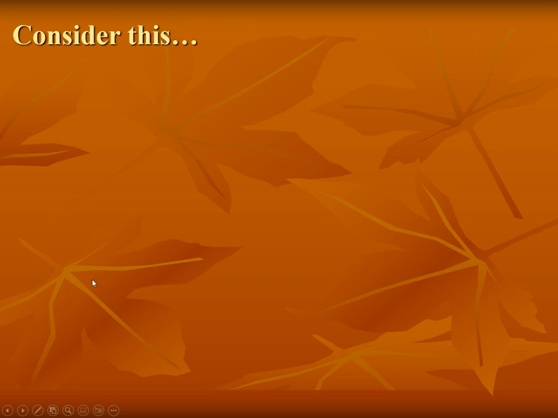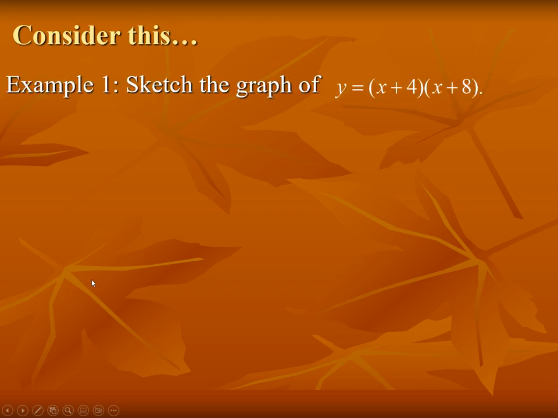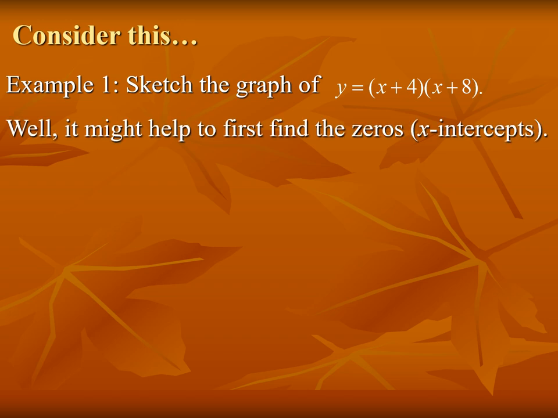Consider this. Sketch the graph of y equals (x plus 4)(x plus 8). Here's the part from yesterday's lesson you need to know. So if you're like, I didn't get it, I don't remember, I didn't follow it, whatever, here's what we did yesterday. First, find the zeros, the x-intercepts. Do you remember what that first step was? At least let's get the first step. If I wanted to find the zeros, what's the first move?